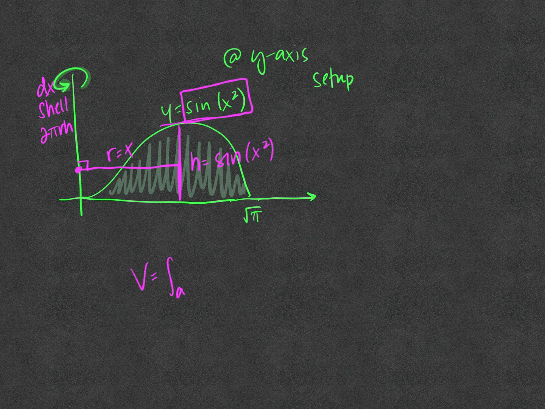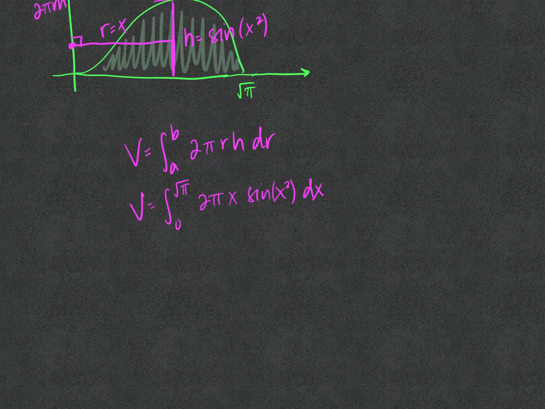So now we can say the volume is the integral from a to b of 2 pi rh dr. So we're going to say this is the integral from 0 to the square root of pi, and we have 2 pi. Our radius is x, and our h is sine of x squared with respect to x. I don't see any reason to not do this problem, so we're going to keep going.